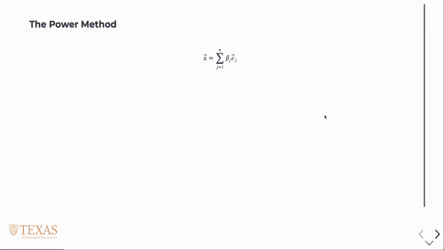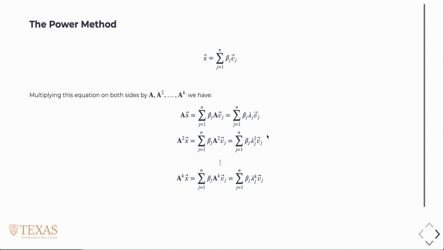This method is called the power method. We're going to start by defining a vector x that's equal to some scalar factors beta j times the j eigenvectors. The summation implies that this is a linear combination. So for a 3 by 3 matrix, there would be 3 eigenvectors, Vj, and then we're going to have these undetermined scalar values, beta j.